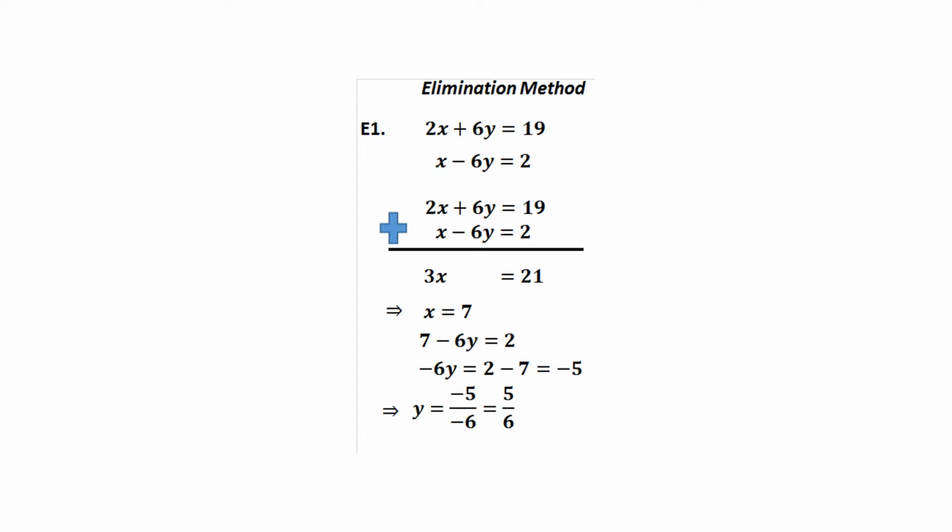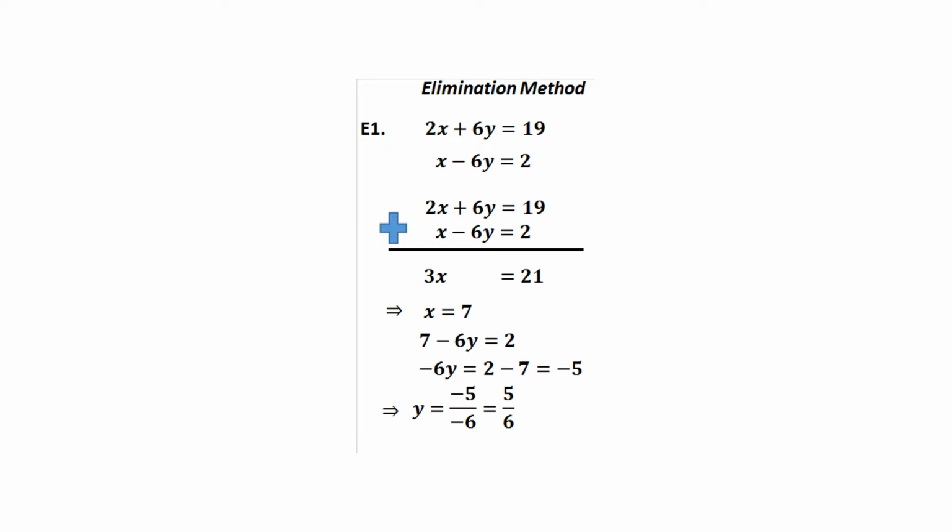As a first example, with the elimination method, we have 2 equations. 2x plus 6y is equal to 19. And the second one is x minus 6y is equal to 2. Now, if you add equals to equals, you obtain equals. And we're assuming that we have a solution, x and y, that works in both equations. The x's and the y's are the same where it's a point of intersection.